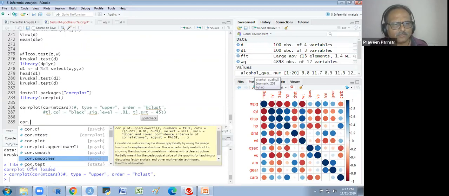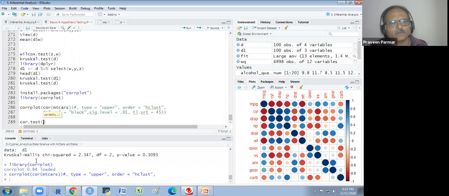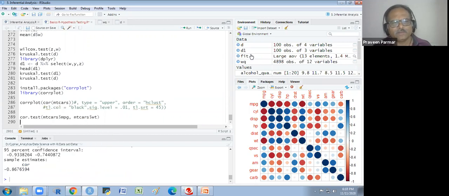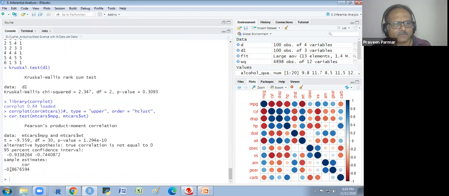Cor test we will use. These are basically cor tests, and you could perform them with whatever variables you have. In mtcars you could perform it with the mileage and the weight: mtcars dollar mileage, mtcars dollar weight. We see here the t-value and the correlation coefficient also, 0.86 negative, and the p-value is less than 0.05. So there is a significant relation between the both variables.